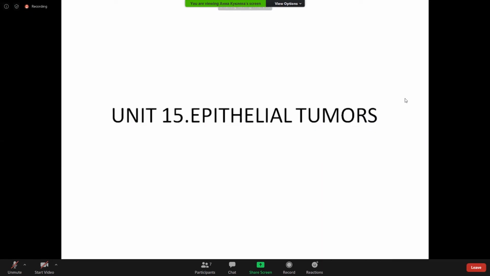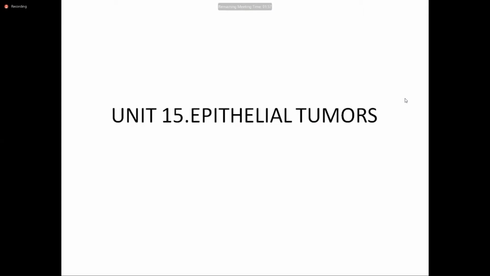Okay, epithelial tumors. It's frequently possible to recognize precursor lesions of malignant tumors. Often these are benign tumors such as colorectal adenomas, which precede colorectal adenocarcinomas. In other situations, a benign tumor is not present but morphological abnormalities may still be identified.